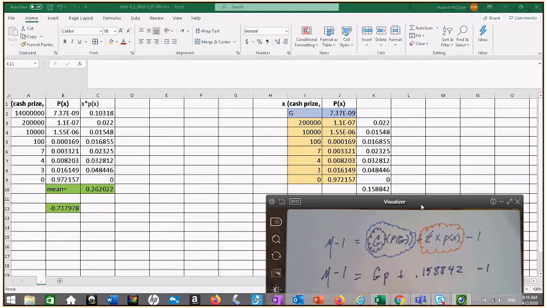Okay? And then that's going to give us mu minus 1 is equal to G times 0.00, it's 8 zeros, isn't it? Yeah, 8 zeros: 1, 2, 3, 4, 5, 6, 7, 8. Then 737, plus 0.158842 minus 1. The ones are going to cancel, so you can just cancel those out.